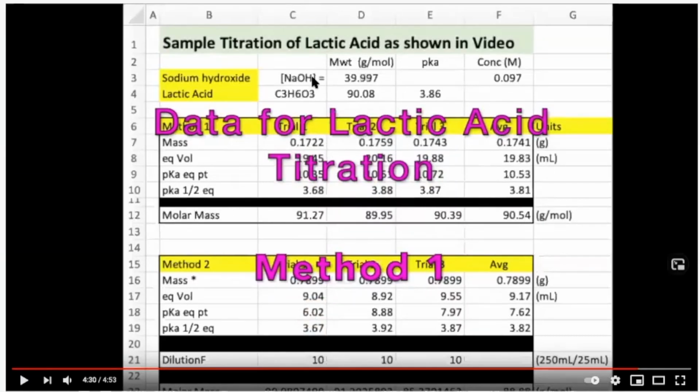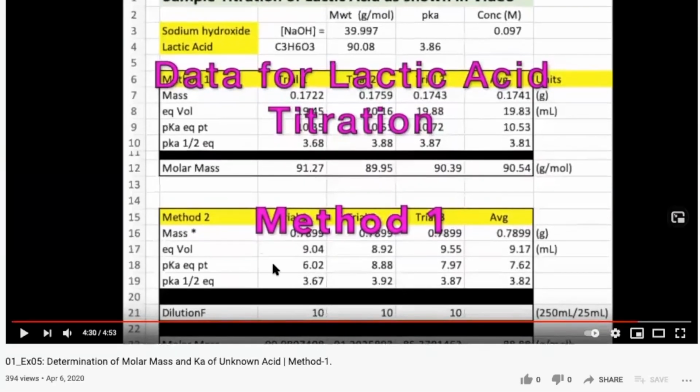So that's method 1, and there are 3 trials: trial 1, trial 2, trial 3, and then there's an average. And then this is method 2, where we have the mass, and the mass will be the same throughout because you're just measuring one mass and putting it in a volumetric flask. And then it'll tell you how much volume we are using. Actually, we are using 25 mL, not 20. So the dilution factor is 1/10 of that original stock solution, because that original volumetric flask was 250, and I'm using 25 mL of that. So it's 1/10 of that.